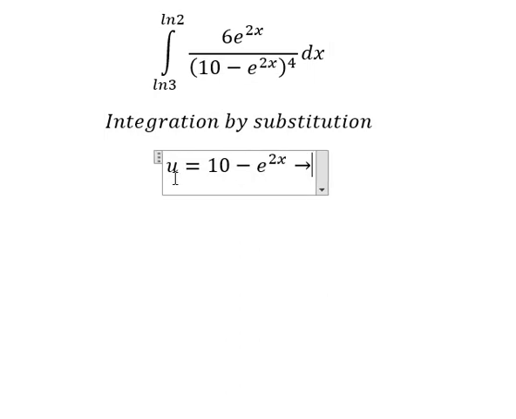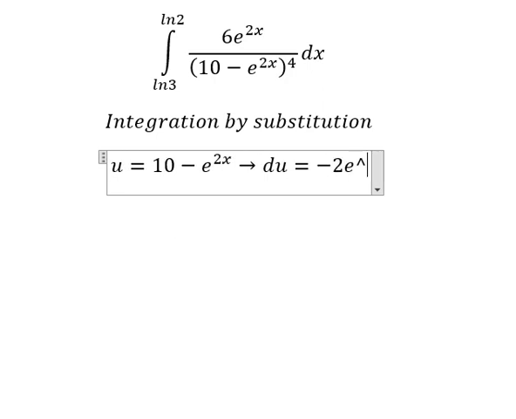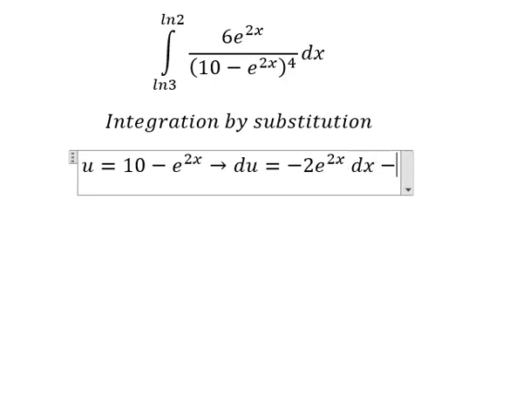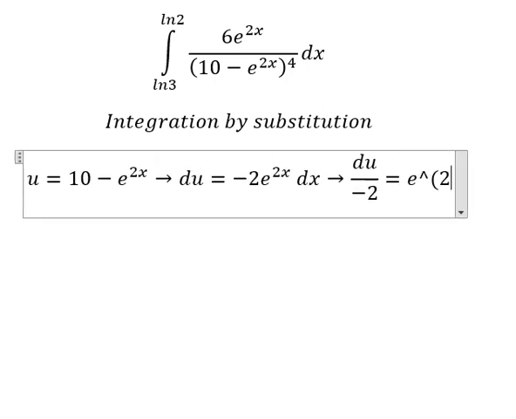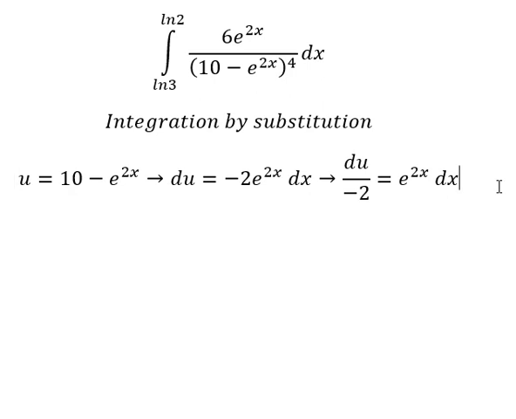Later we need to take the first derivative of both sides, and we have it like this. Because we don't have the negative number 2, we need to divide both sides by negative number 2. Next, we need to change the bounds.